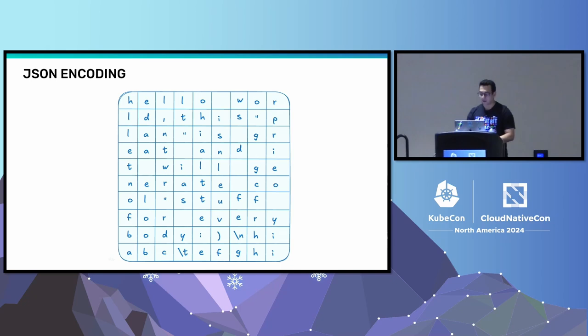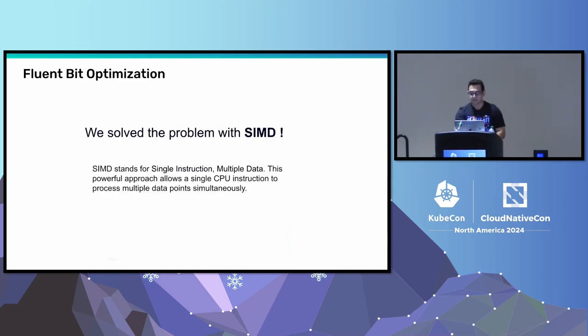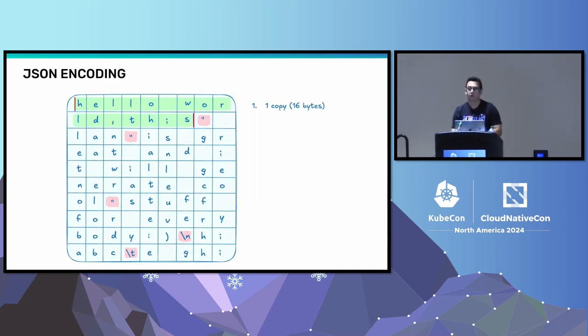Okay. So if we look at the first 16 ones, we don't have a quotation, we don't have a backslash n, we don't have anything. So we did one operation to see, do we have to escape something here? No. What do we do? We copy the 16 bytes right away. We don't copy byte per byte, we just copy 16 in one block.